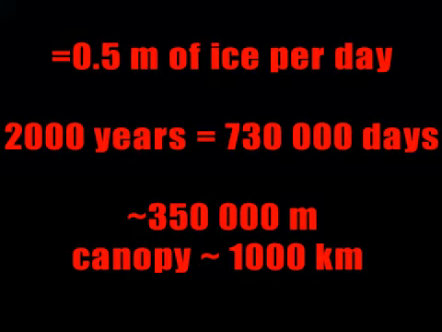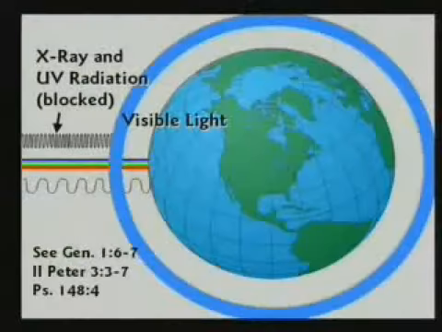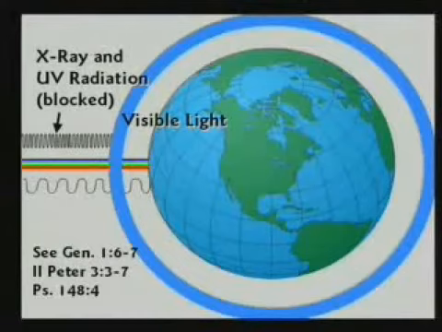Now these numbers are congruent with the expected melting rates of such a canopy. If we assume half a meter melts per day, then for an ice canopy to survive 2,000 years, it would need to be about 1,000 kilometers thick. Now, as Hovind states, this canopy of water would filter out quite a bit of radiation. Yep, that amount of ice would filter out a lot of radiation. In fact, it would filter out all of it.